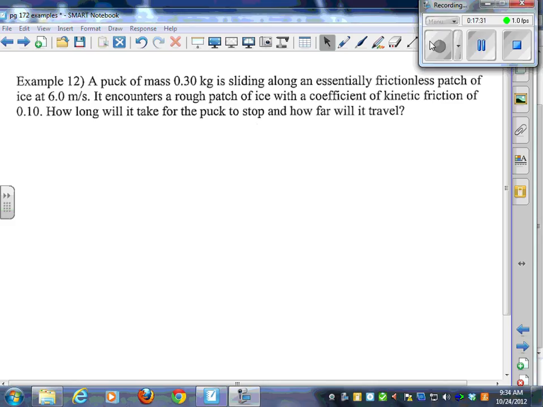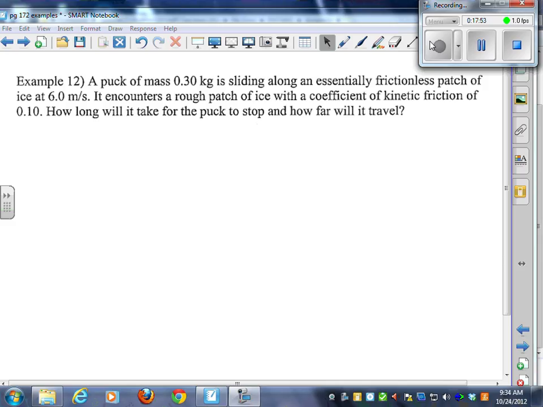Last one. A puck of mass 0.3 kilograms is sliding along an essentially frictionless patch of ice at 6 meters per second. It encounters a rough patch of ice, and don't we all encounter a rough patch in our lives from time to time? No? Things are good? Good to hear. It encounters a rough patch of ice with a coefficient of kinetic friction of 0.1. How long will it take for the puck to stop, and how far will it travel?